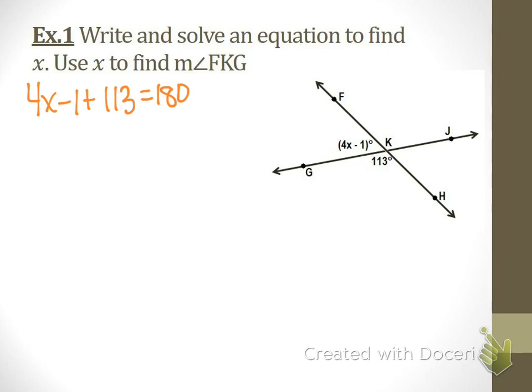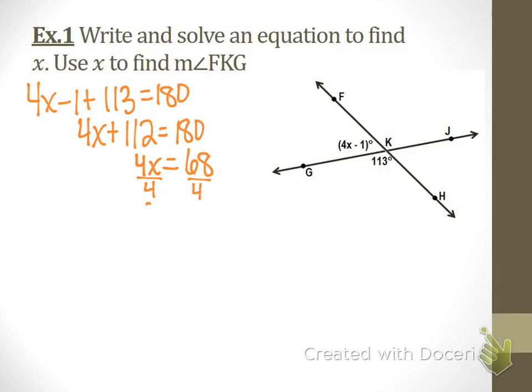To solve this, what would I do? Combine like terms. We end up with 4x plus what? 112. To keep solving, we would. Good. Subtract 112 on both sides. We get 4x equals 68. Last step to solve. Divide by 4. What do we get for x?